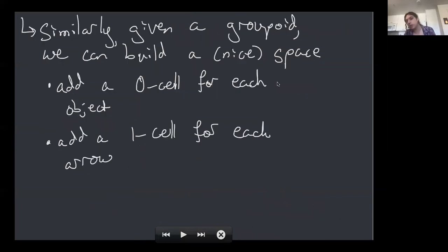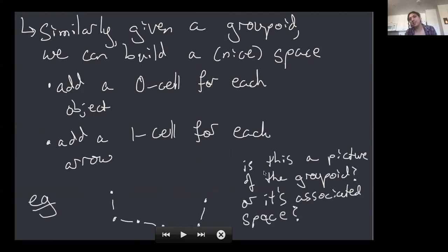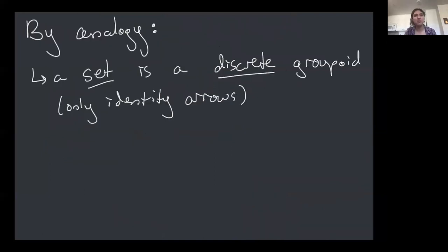Okay, similarly, given a groupoid, we can build a nice space. For every object, I add a zero cell. For every morphism between objects, I add a one cell. So here's a little picture. And is this a picture of the groupoid or is it the picture of the groupoid's associated space? And of course, the answer is yes. So it's impossible to tell these things apart. And you can see this by the fact that this actually gives us an adjunction between nice topological spaces and the category of groupoids.